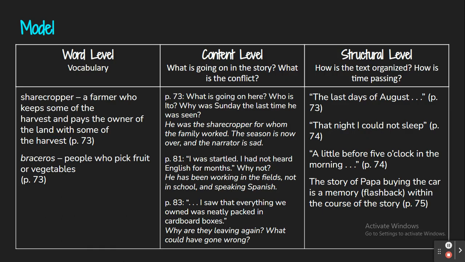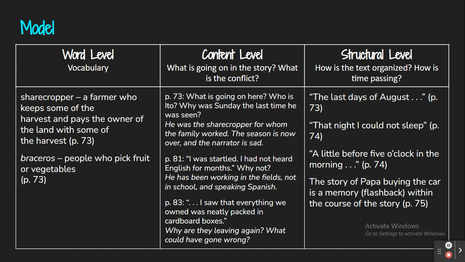So first I looked at word level. There were some words in there that maybe I had heard before or words that I had never heard before that I needed to stop and look up and make sure that I knew. For example, a sharecropper. I had heard that word before in my study of history years ago, but I didn't remember exactly what it was, so I looked it up, and that's a farmer who keeps some of the harvest and pays the owner of the land with some of the harvest.